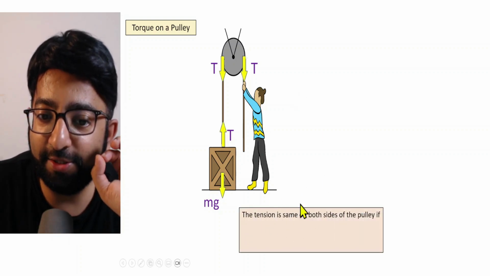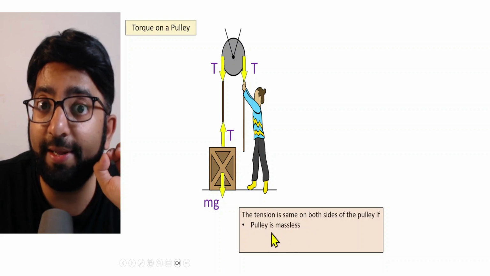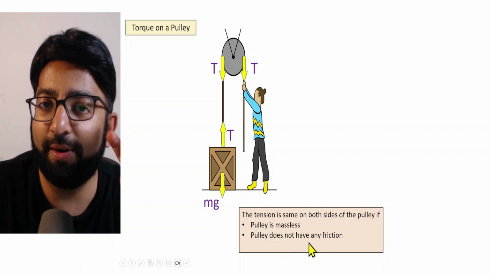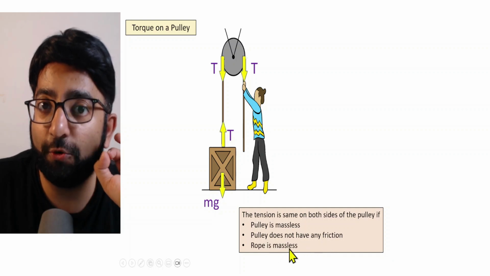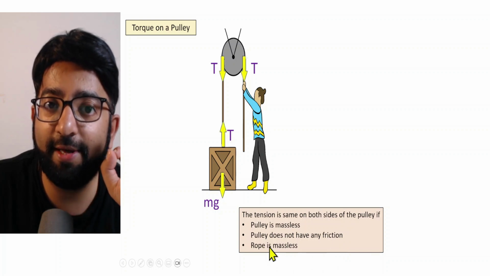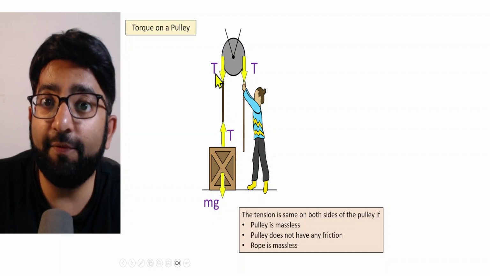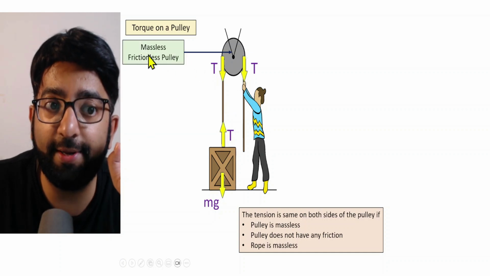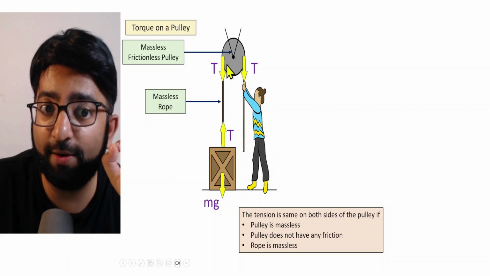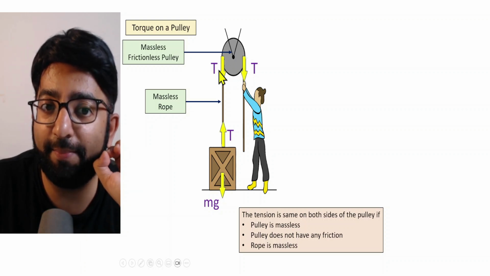So let's read. Tension is the same on both sides of the pulley if, number one, the pulley needs to be massless. Number two, the pulley should not have any friction. Number three, the rope should be massless. So if all these three conditions are satisfied, only then we can say that the tension on both sides of the pulley will be the same. So if in the question they specify that the pulley is massless and frictionless and the rope is also massless, then only we will say that the tension on both sides of the pulley will be the same, T and T.